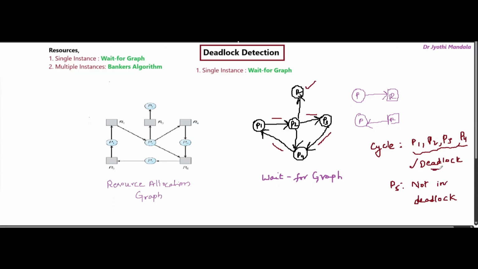Now, once the deadlock has been detected, then we need to go for the recovery approaches that we will see in the future classes. But this video is totally about if there is a single instance, then how can we detect our system is in a deadlock. I hope you all are clear with this simple approach.